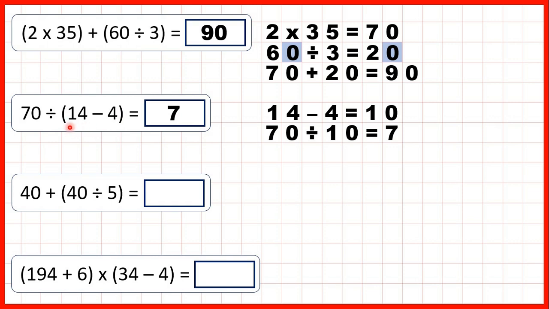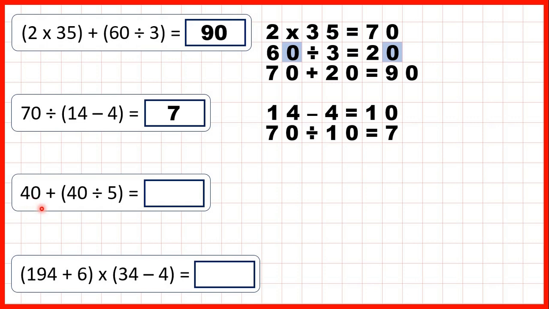And notice we get a different answer if we don't do the bracket first. If we did 70 divided by 14, that would be 5, and then if we subtracted 4, that would be 1. But that would be the wrong answer because we have brackets, so we do what's in brackets first.